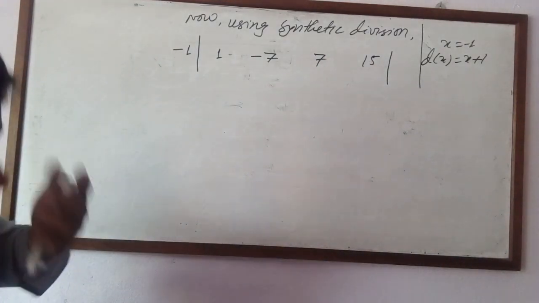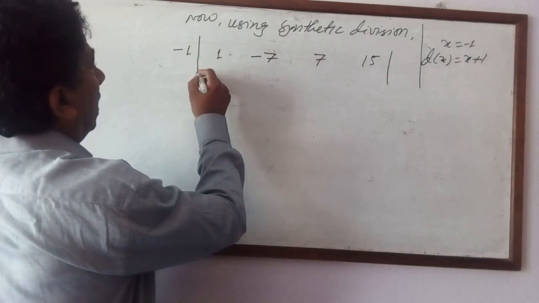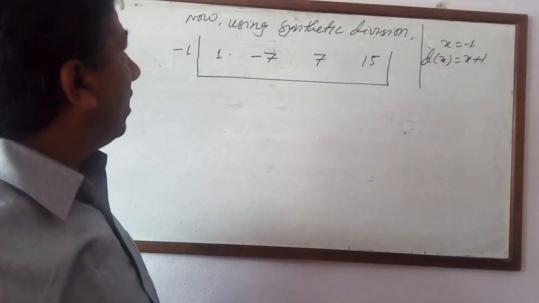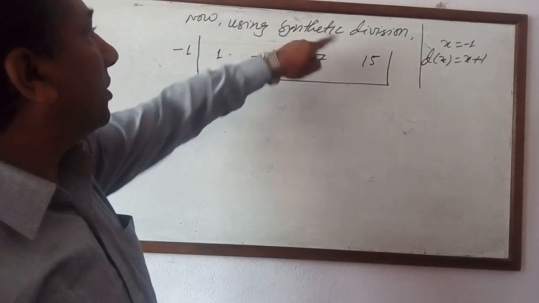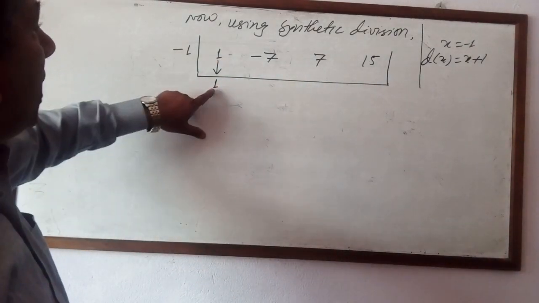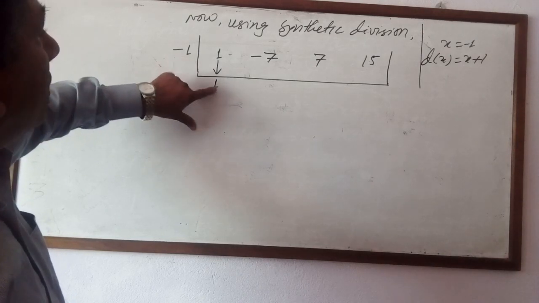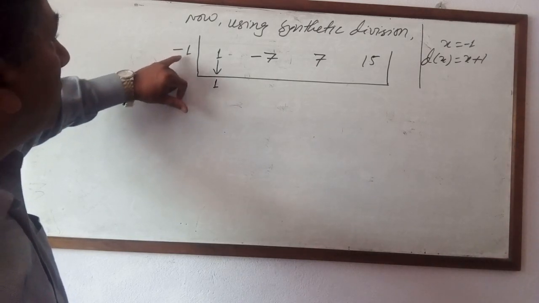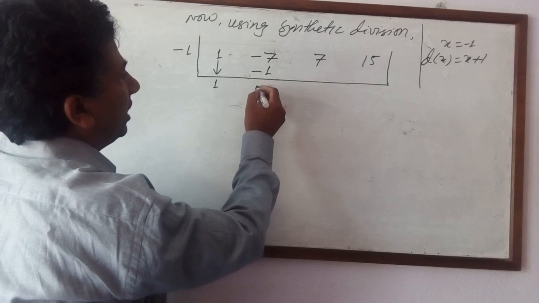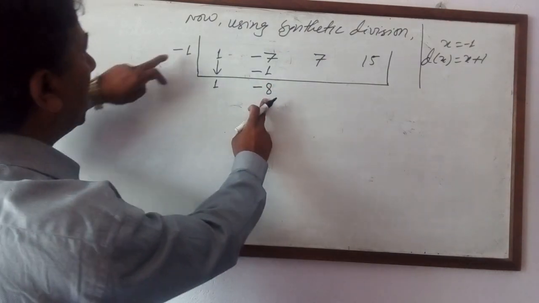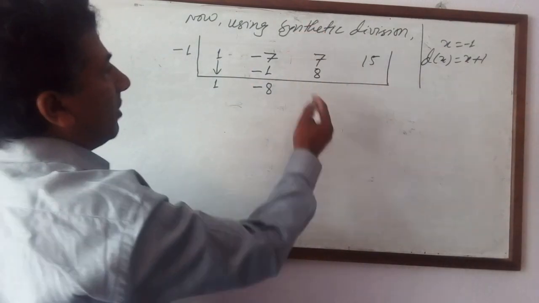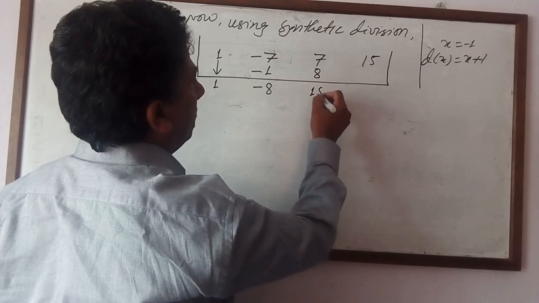Now we wrote the coefficients, now using synthetic division. I have already explained how to divide by this method, synthetic division. First of all, we have to write this one here without any change. Multiply this one by this divisor, minus 1. Minus 7 plus minus 1. Now simplify it, do not change sign, it will be minus 8. Again multiply this minus 8 by this minus 1: minus times minus is plus, 8 times 1, 8. Again simplify this, do not change sign, it will be 15.